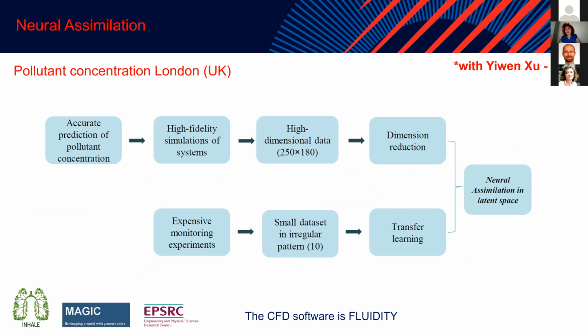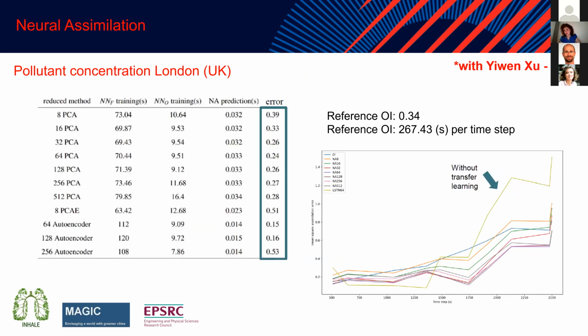And we implemented the same, just to show you that the blood-brain barrier was an almost 1D problem. We have done the same with air pollution, having the same results. So the optimal interpolation takes 276 seconds, while the neural assimilation takes just a few seconds on the prediction side.